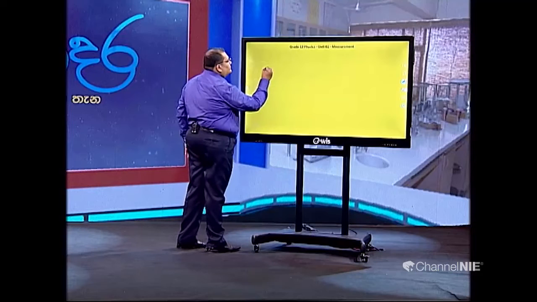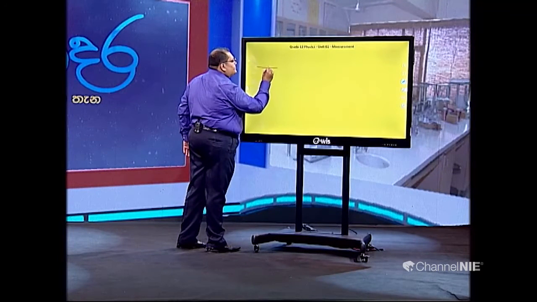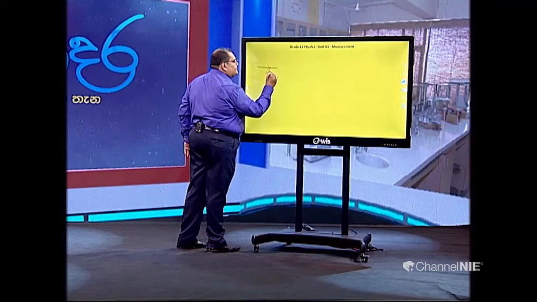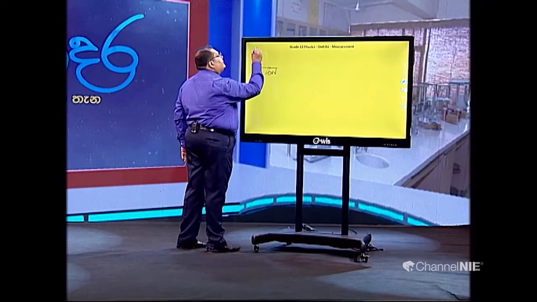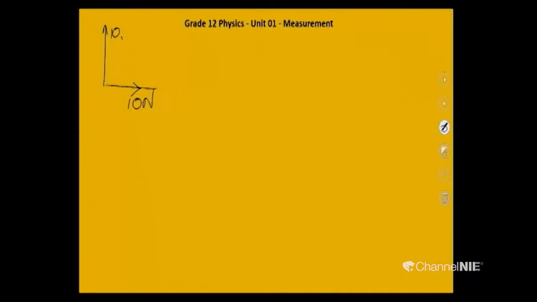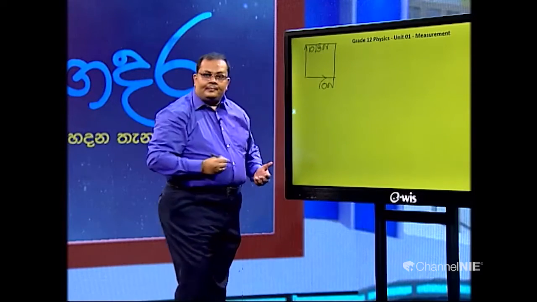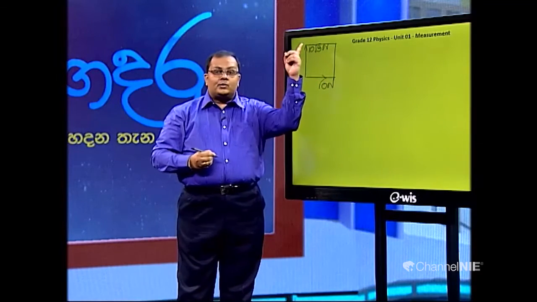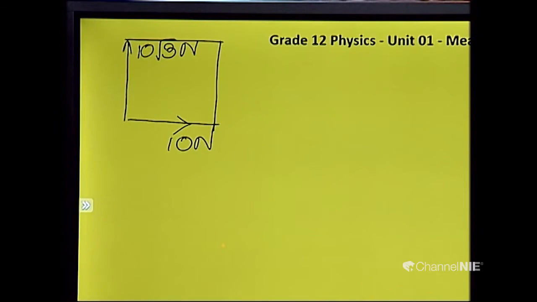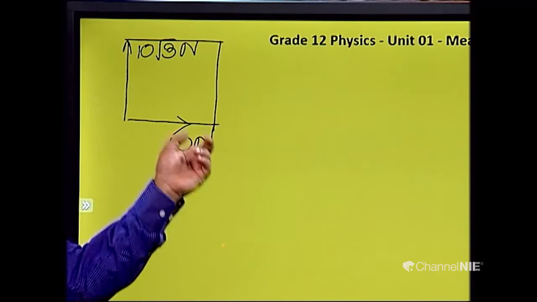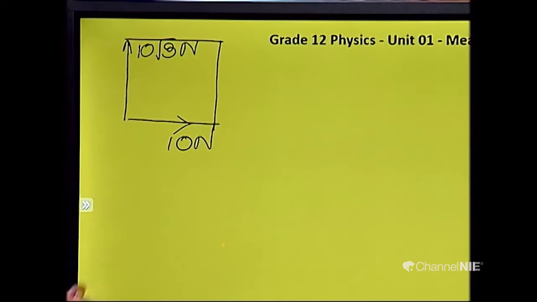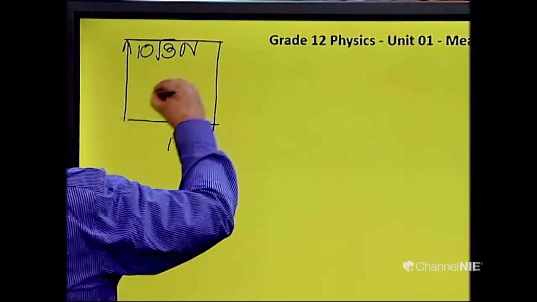Next one I am going to do, we are given two vectors, this direction 10 newtons, and this direction 10 root 3 newtons. Then how to find the resultant? Again you have to complete this rectangle. If you go this way 10, this way 10 root 3, I told you it is easy to think in displacement. If you walk this way 10 meters, this way 10 root 3 meters, then you can find the resultant by this line.